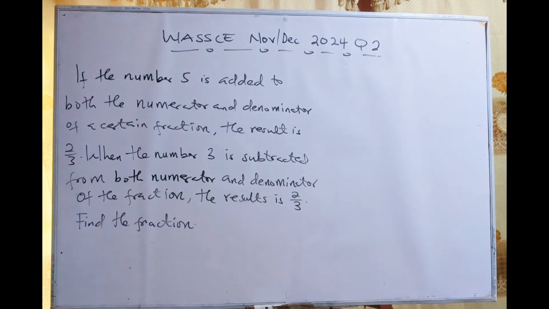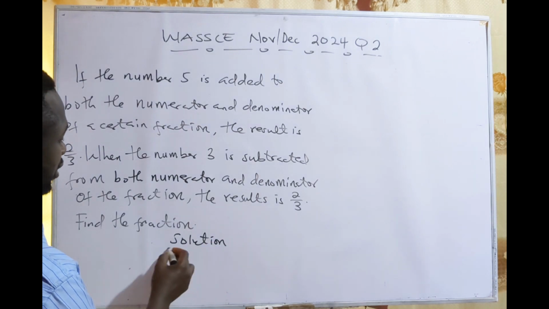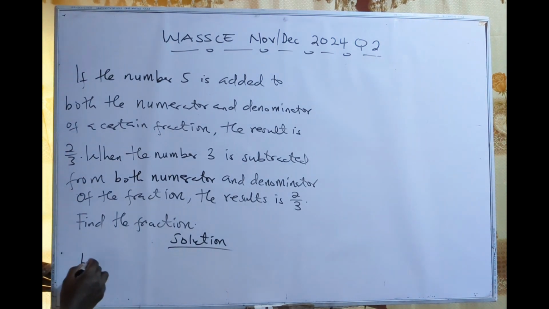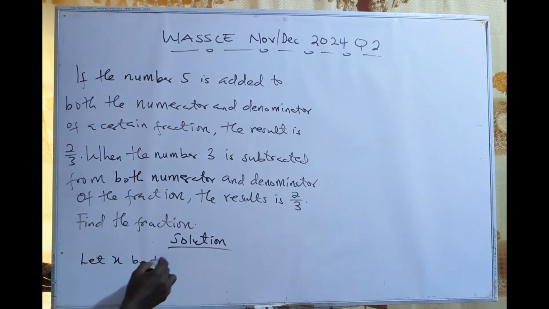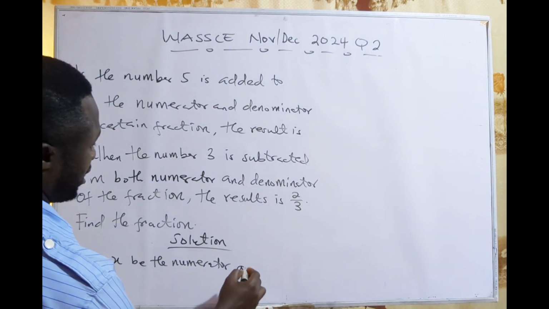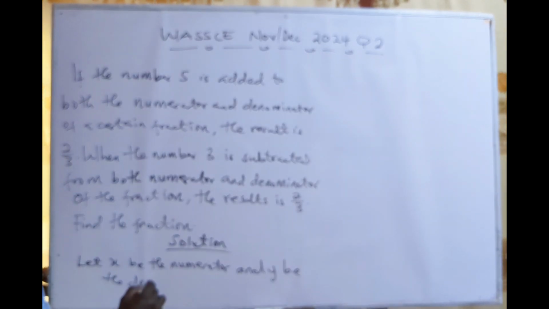So when you are solving the question and looking at it here, the value of the fraction is not known. So what we are going to do is represent the fraction by a variable. And we know a fraction has a numerator and a denominator. That is why in the question there is a numerator and a denominator. So let x be the numerator and y be the denominator.